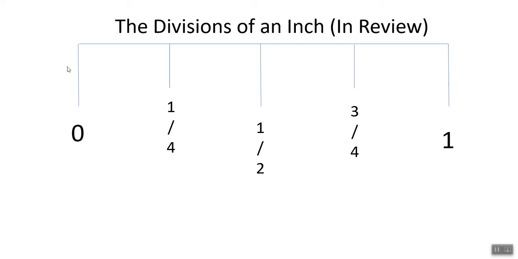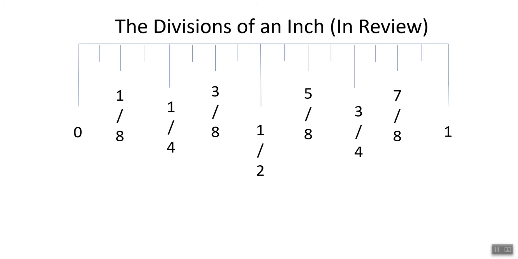So how would we read this? We would read it by saying 1/4, 1/2, 3/4, 1 inch. That's how we divide a ruler into fourths. And that's how we would read it if it were made available to us.